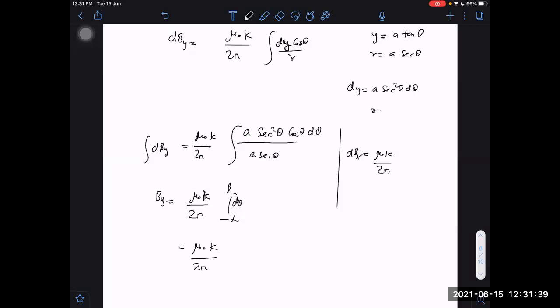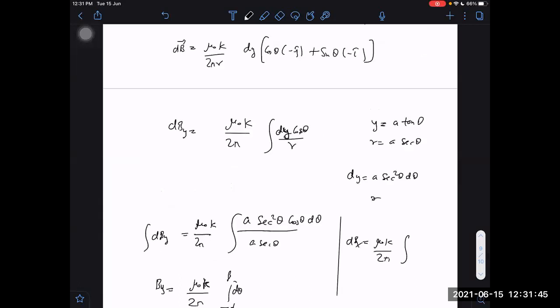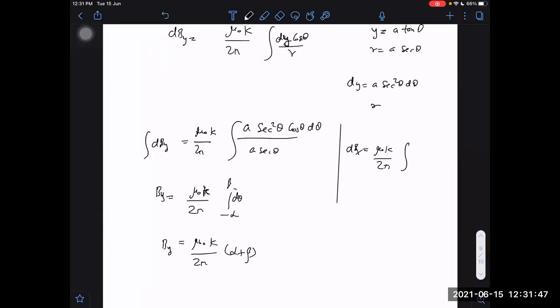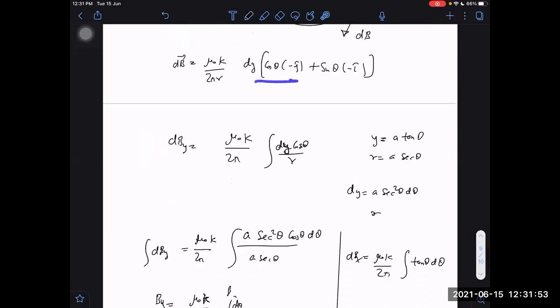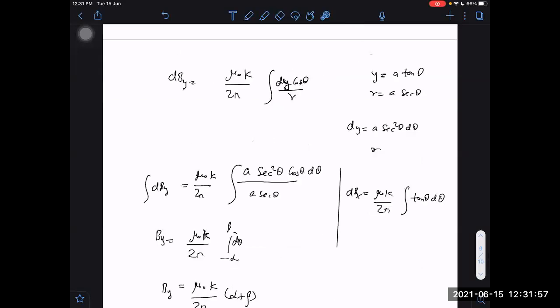That is By. What is Bx? Bx will become, I think, I have to multiply by tan theta to this, so it will become tan theta d theta. Whatever dBy is there, that multiplied by tan theta will be dBx, right? So dBy comes out to be this thing here, so d theta multiplied by tan theta.